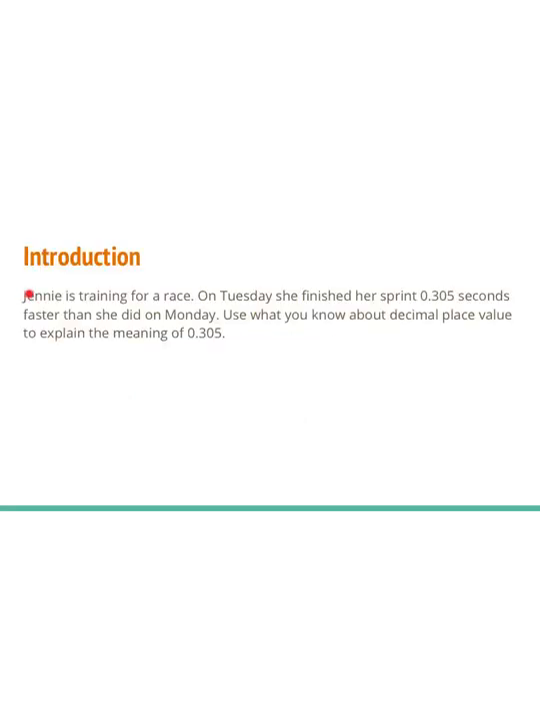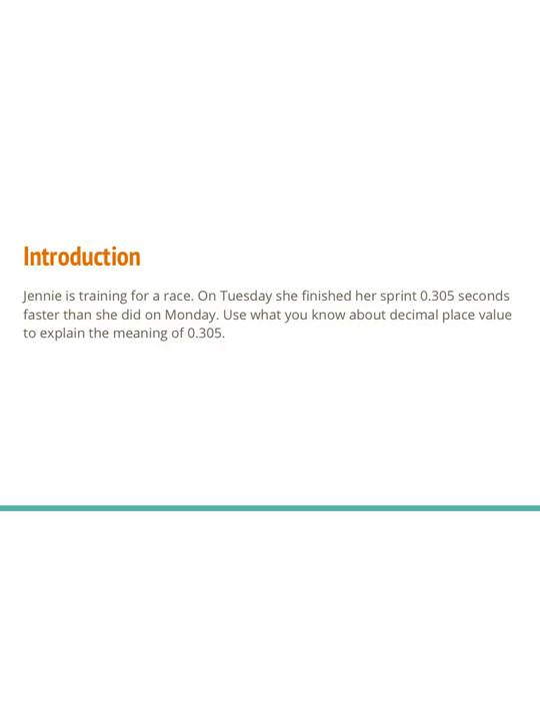All right, so Jenny is training for a race. On Tuesday, she finished her sprint 0.305 seconds faster than she did on Monday. Use what you know about decimal place value to explain the meaning of 0.305.